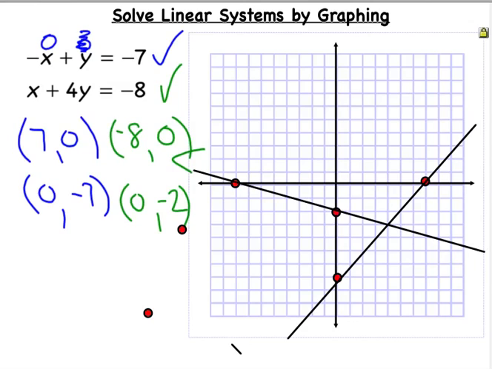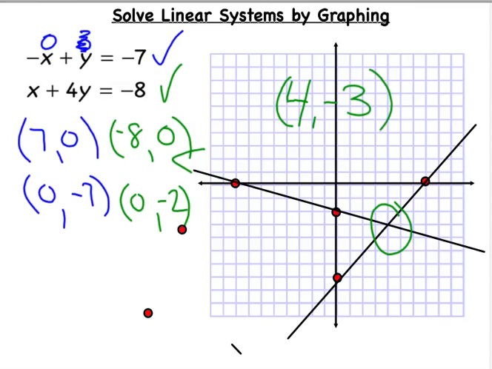Right there. So now we can see that we have a clear intersection. So if I go over 1, 2, 3, 4, down 3, so 4, -3 would be our solution.